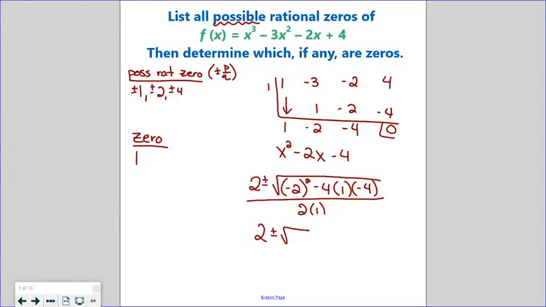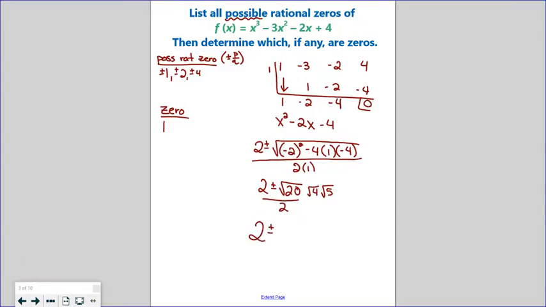So 4 plus 16 would be 20. Finding my perfect squares that go into 20, 4 times 5 is 20. So that'd be 2 square root of 5. And as always, simplifying our outside numbers on this. 2, 2, and 2 are all divisible by 2. So we'd end up with 1 plus or minus 1 square root of 5 over 1, which actually can just look like 1 plus or minus square root of 5. Okay.